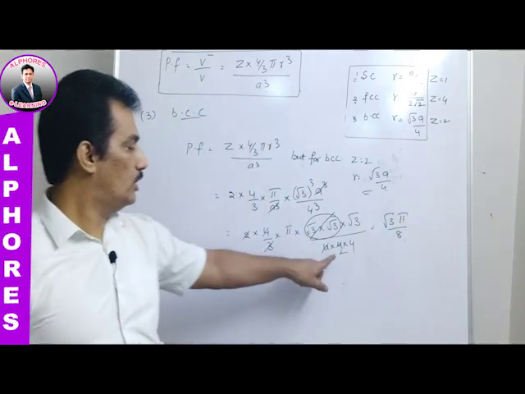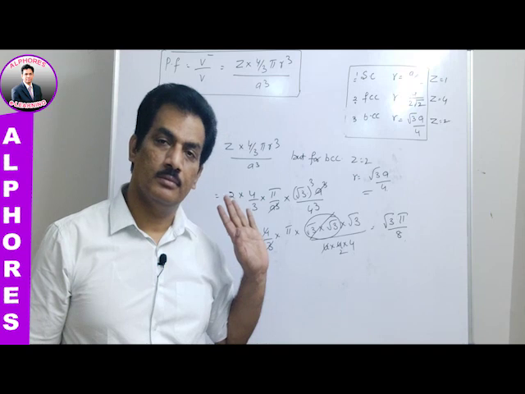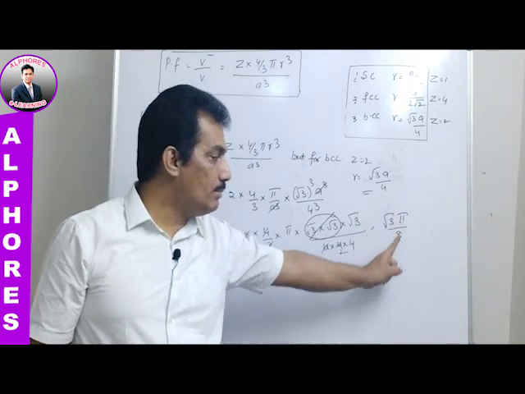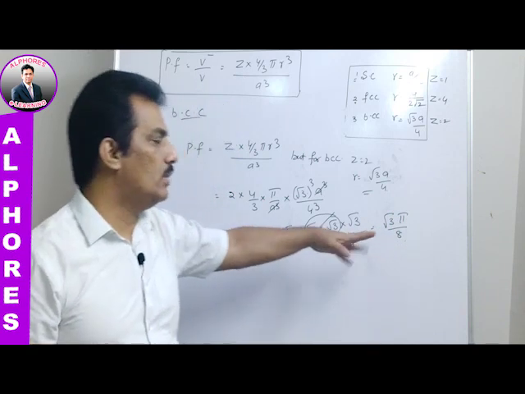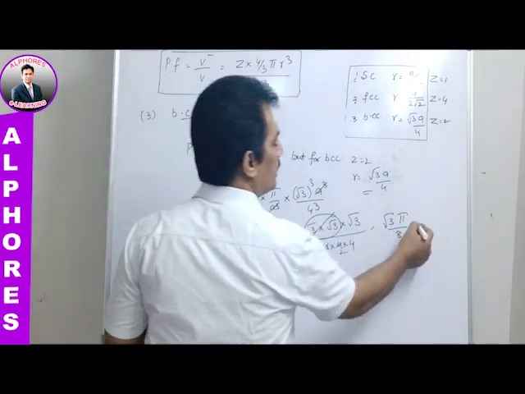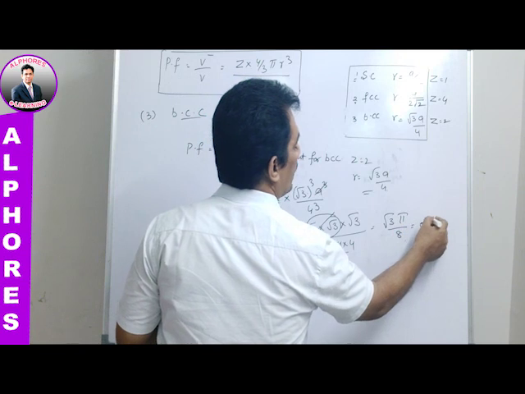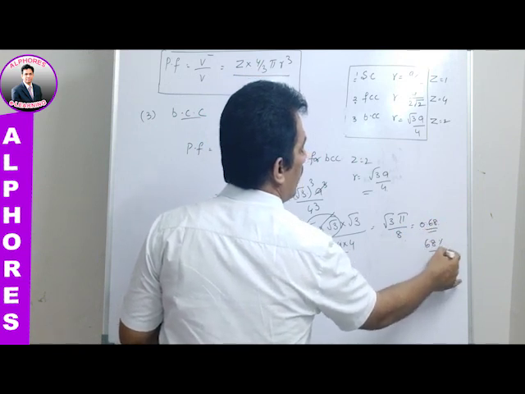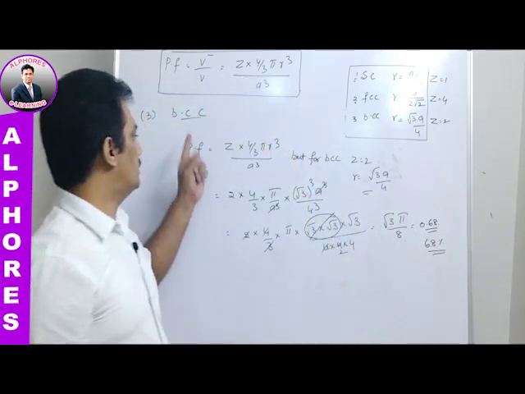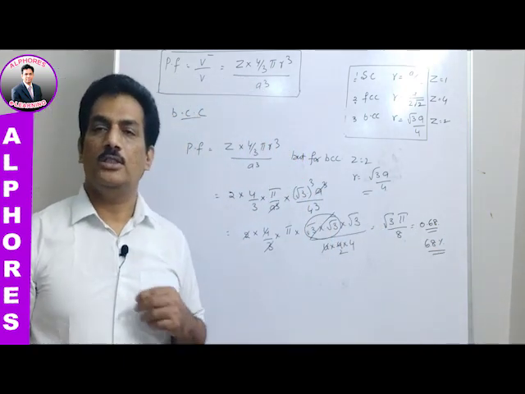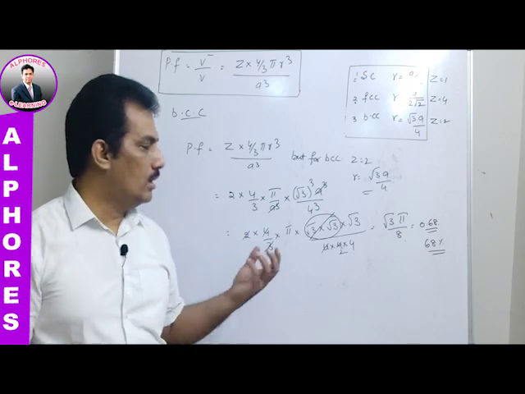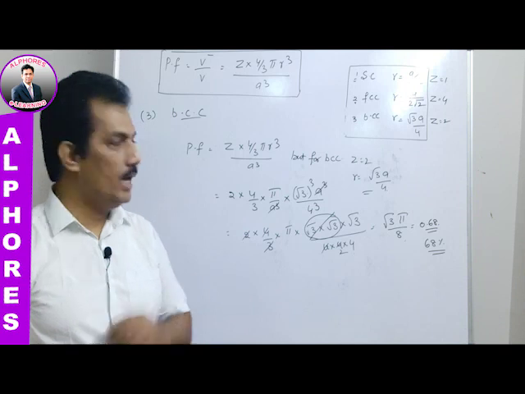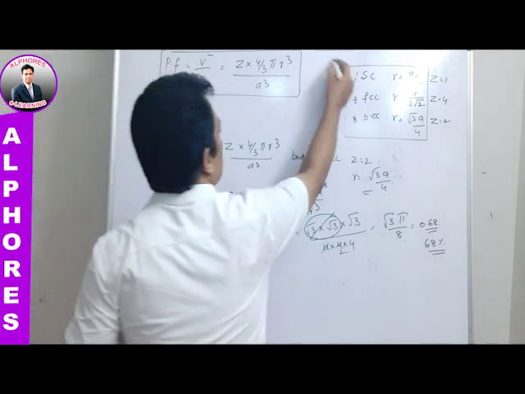Just observe, 2 into 4. Clear? Root 3 pi by 8 value. In case we are considering the numerical, it is equal to 0.68. That is 68% of occupancy. That is nothing but the packing fraction is 0.68, or the percentage of packing is nothing but 68%. Like that. Now let us consider the packing fraction.